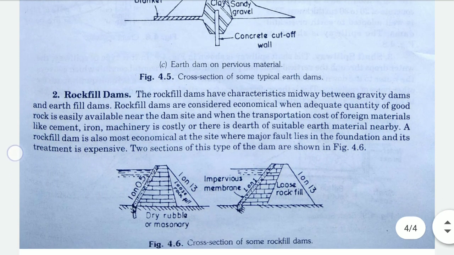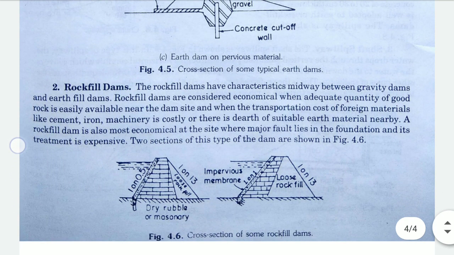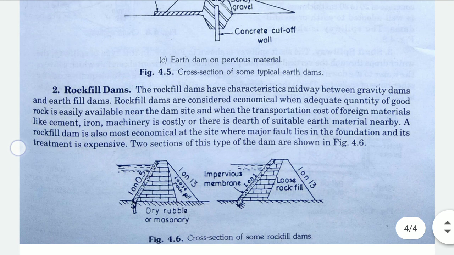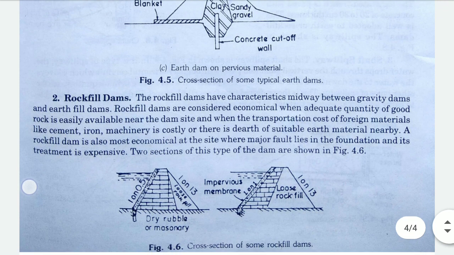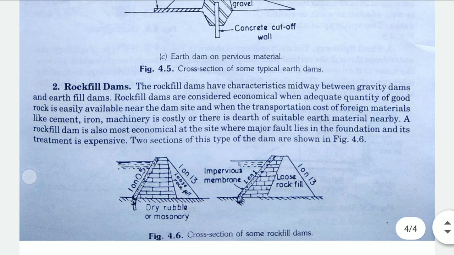The second part of the earth fill dam is the rock fill dam, where we utilize rock fill. Rock fill dams have characteristics midway between gravity dams and earth fill dams. A rock fill dam is considered economical when an adequate quantity of good rock is easily available near the dam, and the transportation cost of foreign material like cement, iron and machinery used for construction is high, as there is a dearth of suitable earth material nearby.